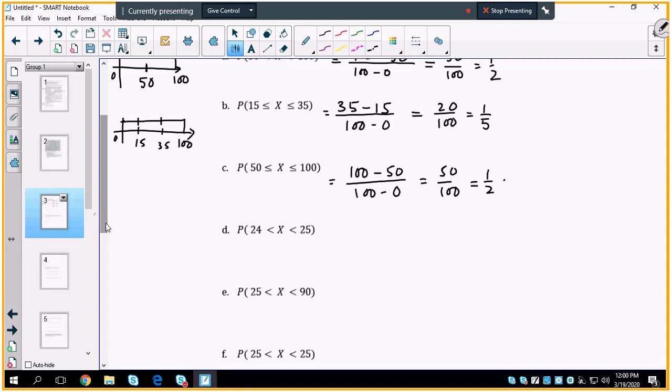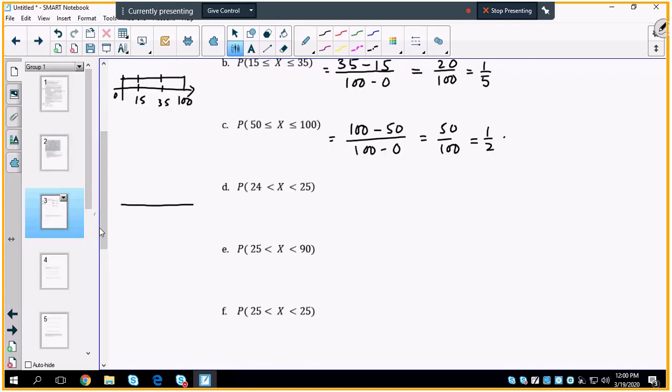Between 24 and 25. So this one is your random variable starting at 0, going to 100. That's the entire range. But I am interested in the region starting at 24 and ending at 25 immediately. So you are interested in this length. So you will say that this is 25 minus 24 all over 100 minus 0, which is 1 over 100. That would answer your question.